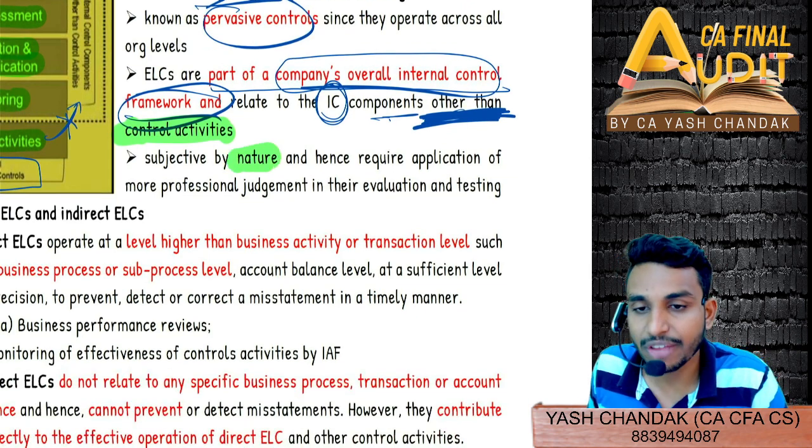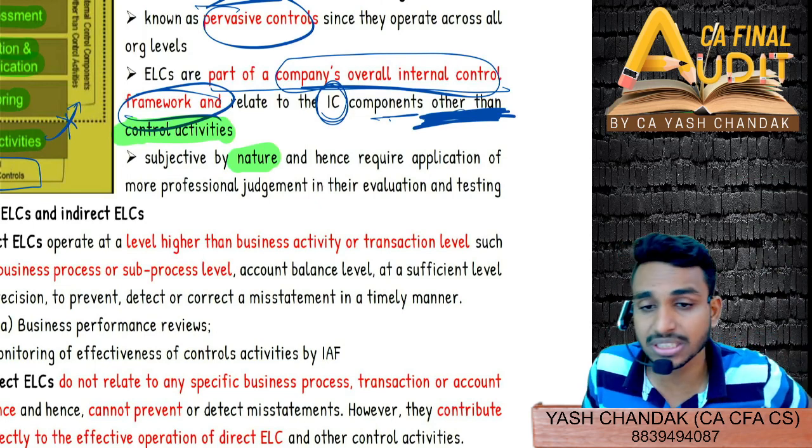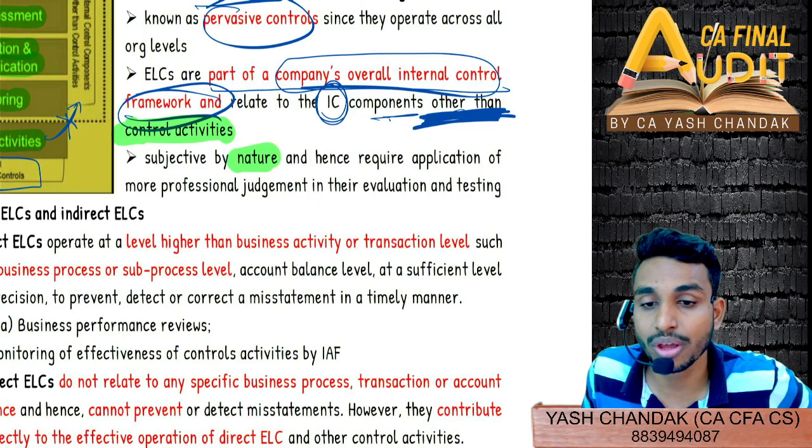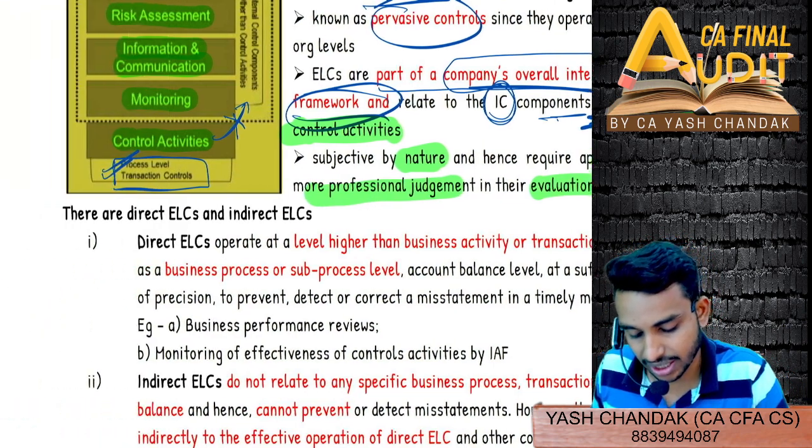Entity level controls are subjective by nature, they have to be subjective, right? Because they relate more to top level employees, BOD, and hence require application of more professional judgment in their evaluation and testing.